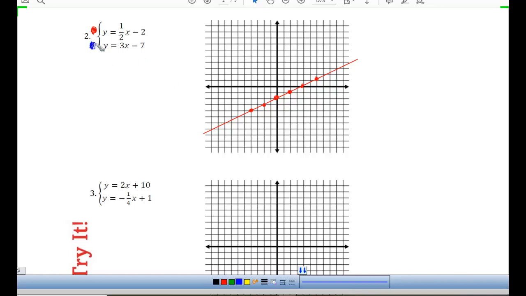And we'll do the second one in blue. mx plus b, so I mark negative 7. Slope is 3, so I rise 1, 2, 3, run 1. And we can see our point of intersection there. And so my solution to this system looks like 1, 2: 2 units to the right, that's positive 2 on x, and 1 unit down.